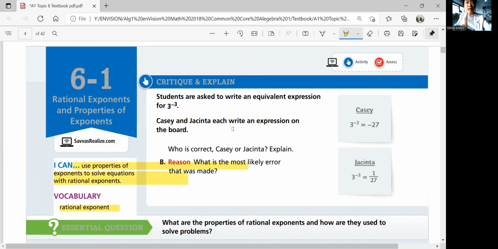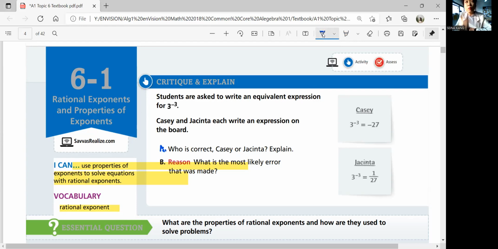Cassie and Jacinta each write an expression on the board. Cassie thinks 3 to the negative third power is equal to negative 27. Jacinta thinks 3 to the negative third power is equal to 1 over 27. Who do you think is right, Cassie or Jacinta? Okay, how do we know?